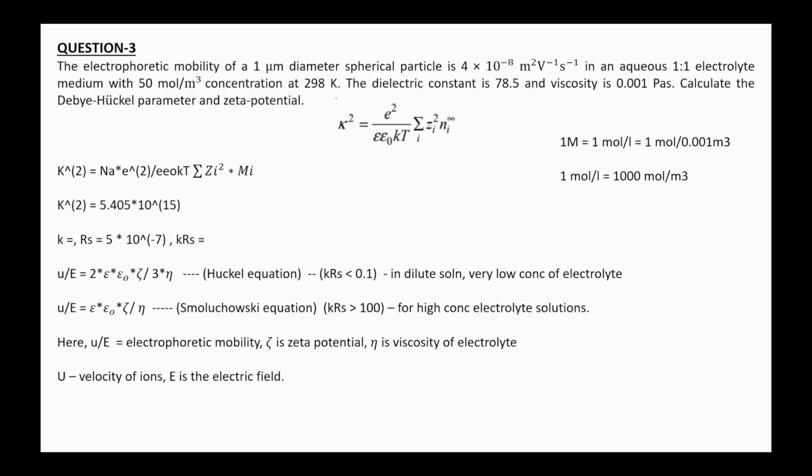So the Debye parameter is nothing but your value of kappa, right?